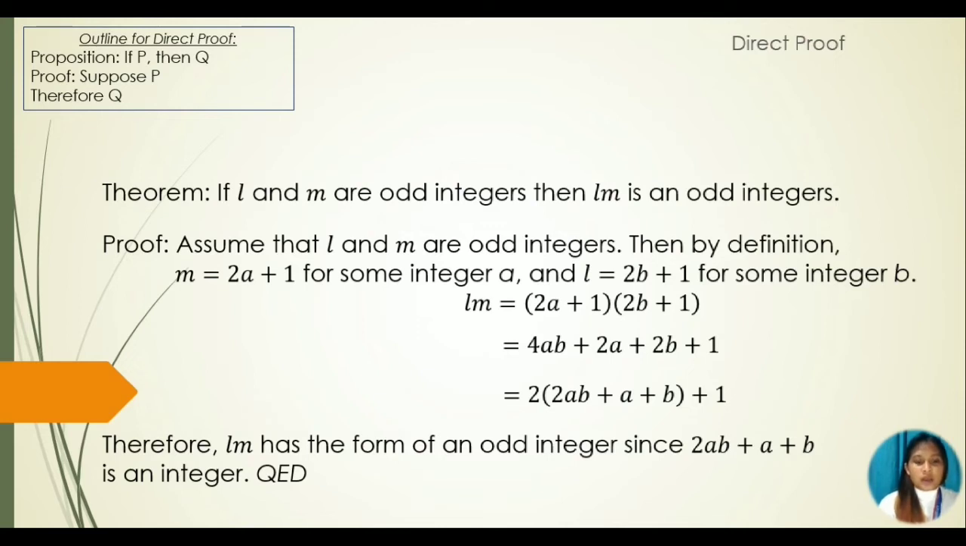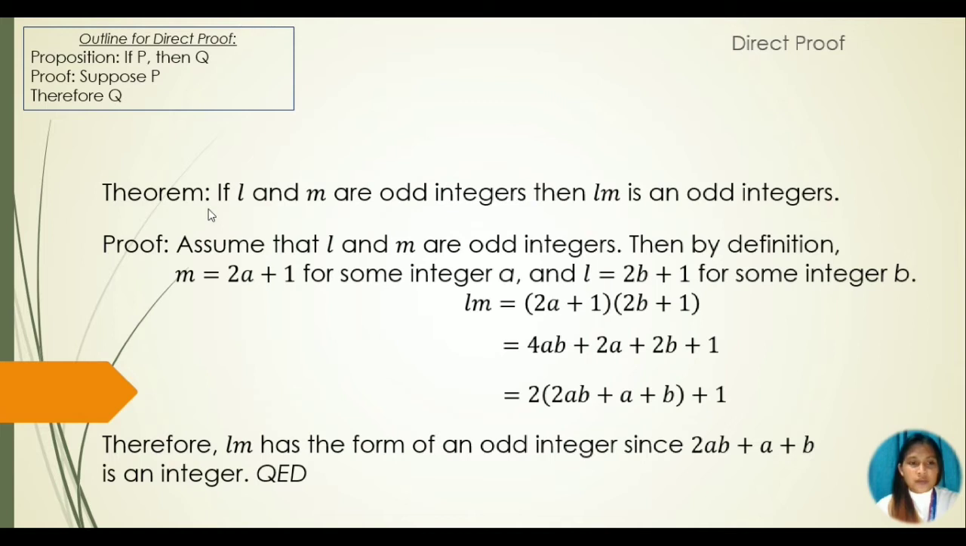So here, we will assume that P is true. Then we'll build an argument using a chain of implications leading directly to the conclusion that Q is a true statement. So by following the outline for direct proof, my chosen problem is: if L and M are odd integers, then LM is an odd integer.